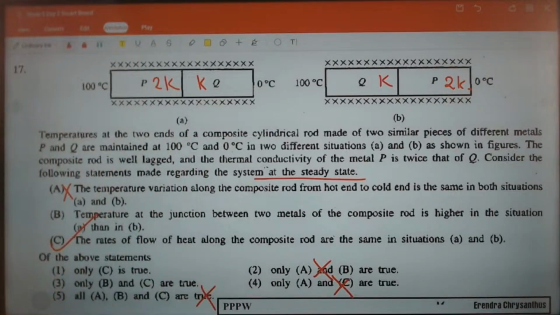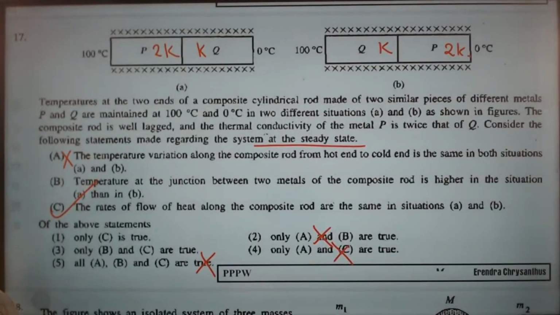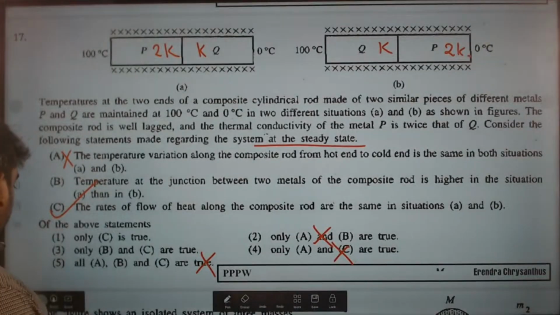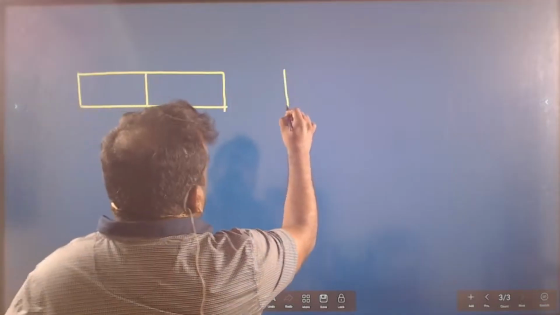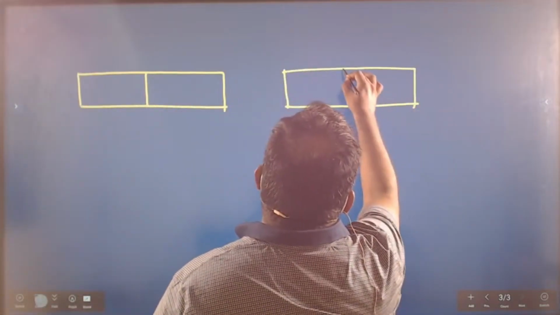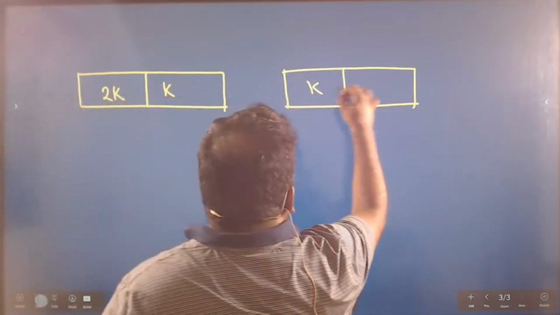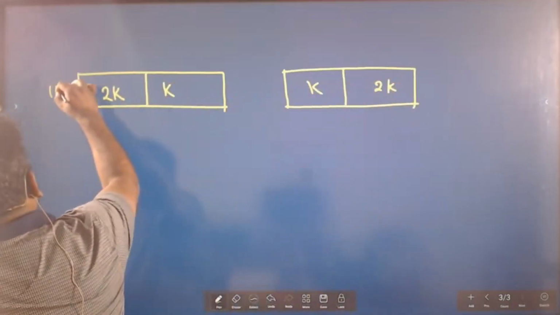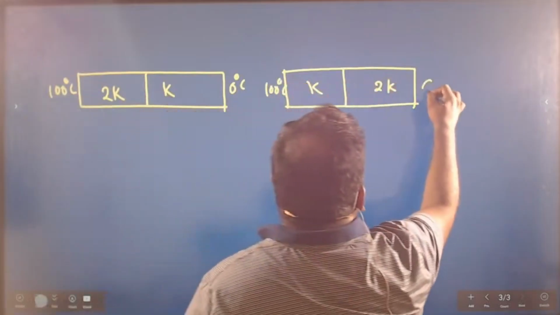Let's check B and C. Now if I draw this, no space is given, so I'll use the board. Look at the board carefully. This is one, this is the other one. Here 2K, here K, here K, here 2K; here 100 degrees Celsius, 0 degrees Celsius, 100 degrees Celsius, 0 degrees Celsius.